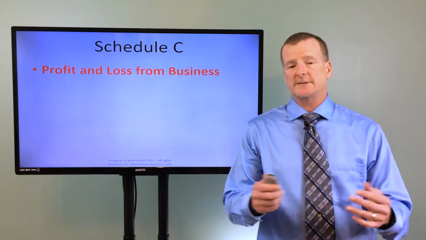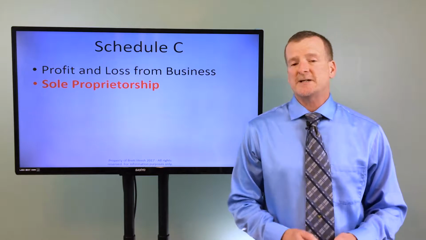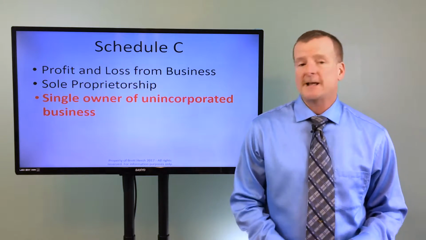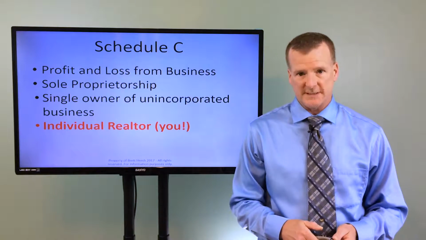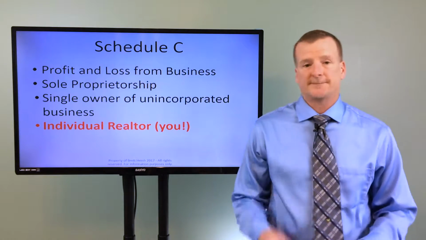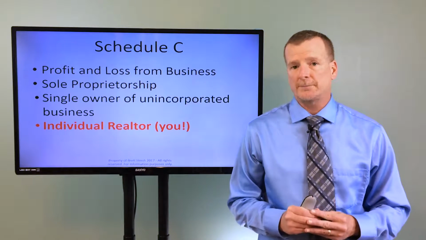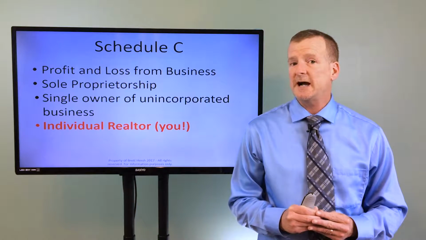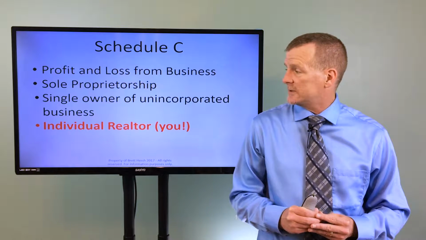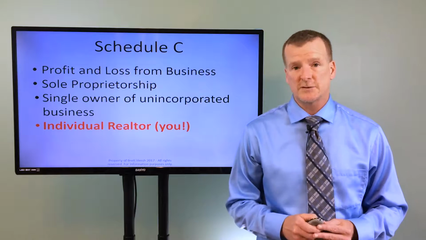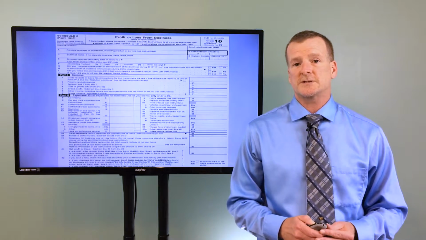Here you go. Of course, Schedule C is a profit and loss statement for business. Basically, that means you're a sole proprietorship. In other words, you're a single owner of an unincorporated business. You're an individual realtor. That is you. So it basically means you're in business for yourself. You're not part of a partnership, which means you would actually have an EIN number and have to fill out a separate form. 99% of you watching, I'm fairly certain you're an individual realtor, and you need to file Form Schedule C, and that's what this course is about.